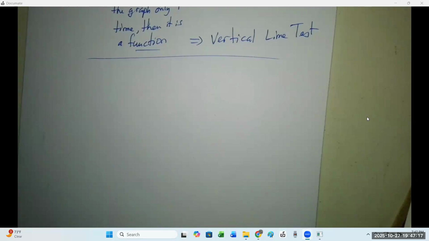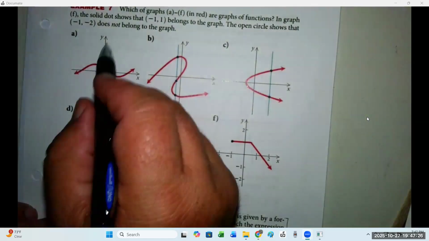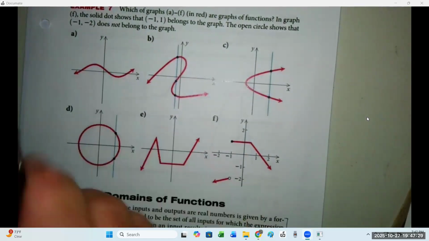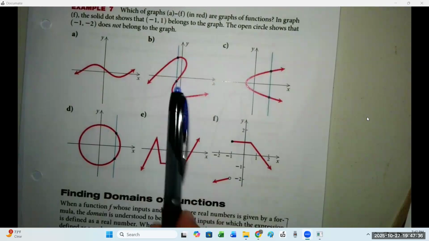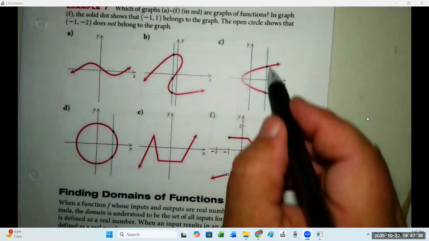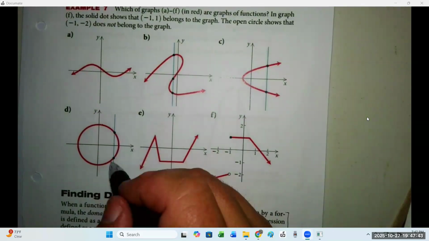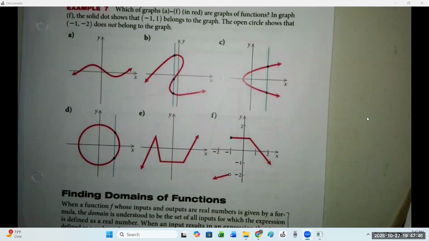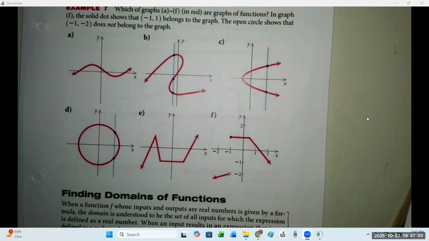Let's look at these examples. Again, here's the graph. Can we draw a vertical line and hit it more than once? No. Each vertical line only touches it once. This one fails. This is not a function because it touches the graph 3 times. This is not a function because the vertical line touches it twice. This is not a function because it touches it twice. This is a function because it touches the graph only once everywhere.